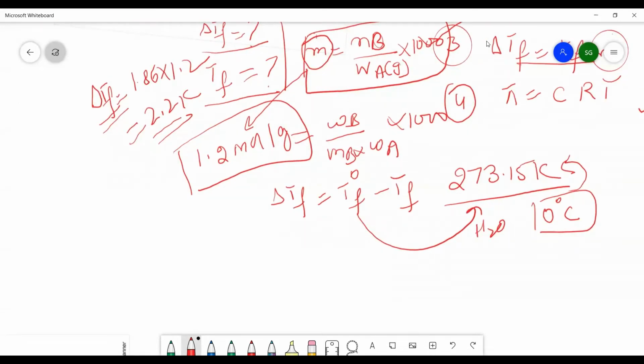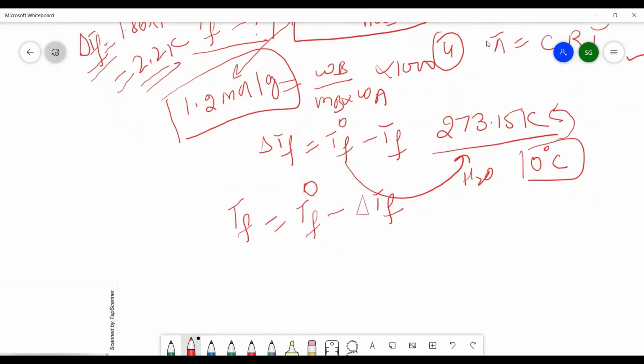So from here we got the value. Now you want to calculate the TF. So what does TF come out to be? TF comes out to be TF naught minus delta TF. So TF naught is 273.15 minus delta TF, which is 2.2, yes, 2.2 Kelvin. So what does the answer come out to be?